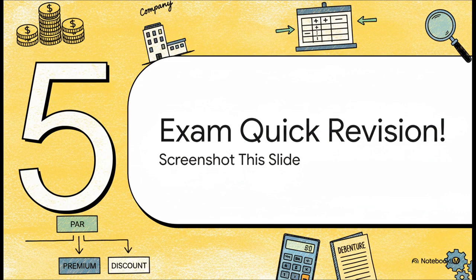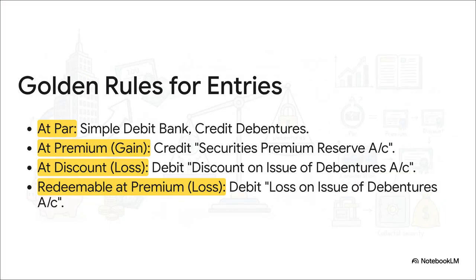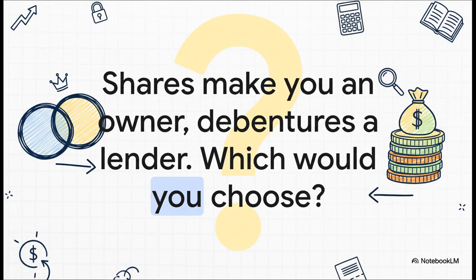Okay, everyone, full attention here. This is your cheat sheet for the exam. Let's revise the key points in one go. You might want to take a screenshot of this one. So the crucial point is to remember what to do with the premium or discount. Premium is a gain, so it's a credit. Discount is a loss, so it's a debit. And here's a pro tip. If the company has to pay back extra money later when they redeem the debentures, you have to record that future loss today.